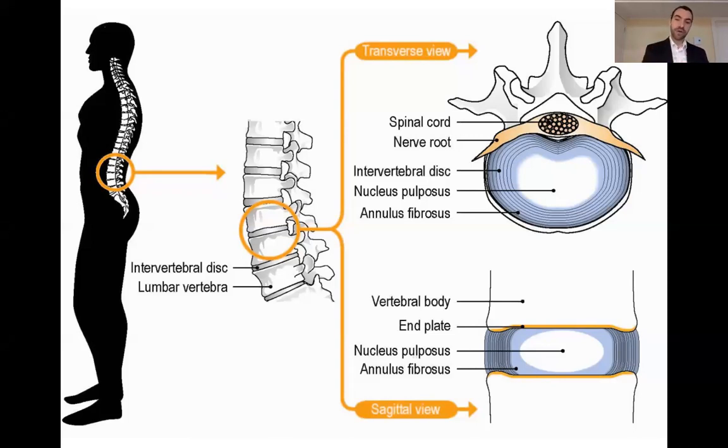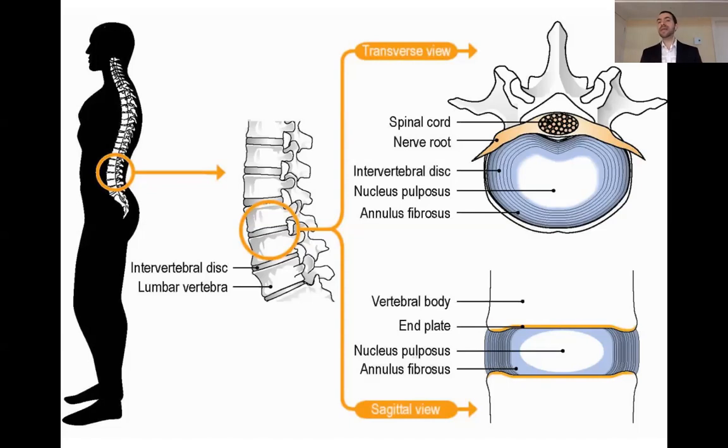What's important for us to notice here is that in the middle of the body of the vertebra we have the nucleus pulposus, and surrounding the nucleus we have the annulus fibrosus. So this is the intervertebral disc. And right behind the intervertebral disc, we have the spinal cord and the nerve root. So that's something we should worry about.